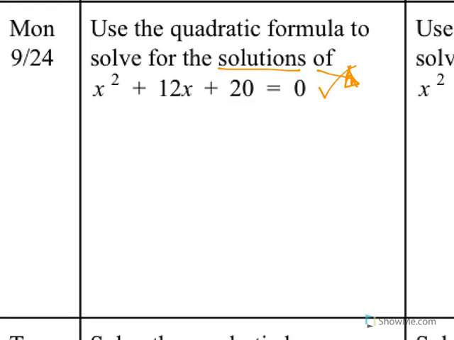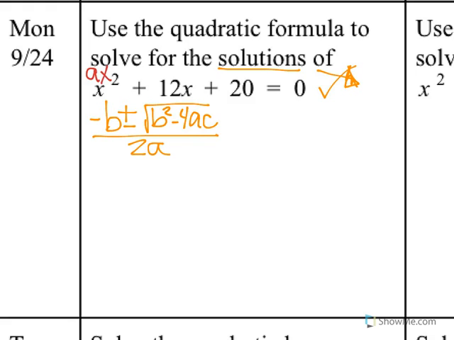So we are going to use our quadratic formula, which is negative b plus or minus the square root of b squared minus 4 times a times c all over 2a. So we're going to first find our a, b, and c and then just plug them into the equation. So remember, it's ax squared plus bx plus c.